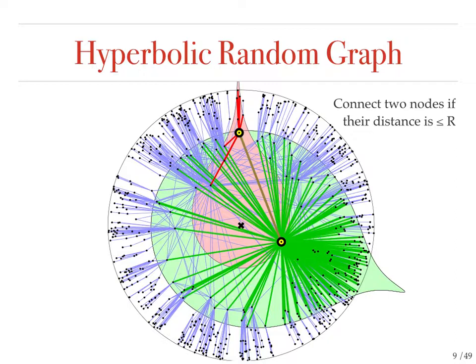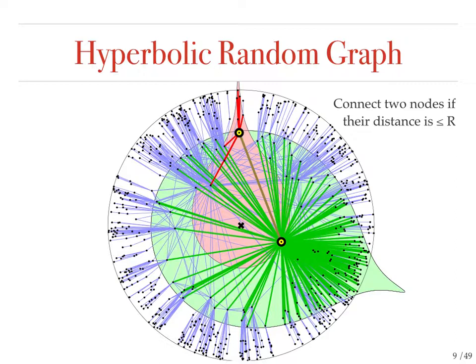And similarly, you also get community structures from this random graph model, because if I have A and B as my neighbors, this essentially means that they are very close to me in the hyperbolic plane. And then this means that they are also quite likely to be very close to each other. So this model turns out to be actually quite elegant, quite natural.